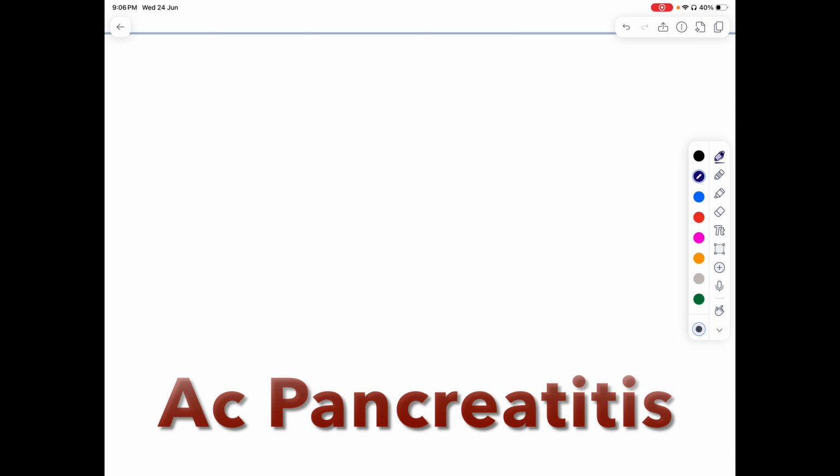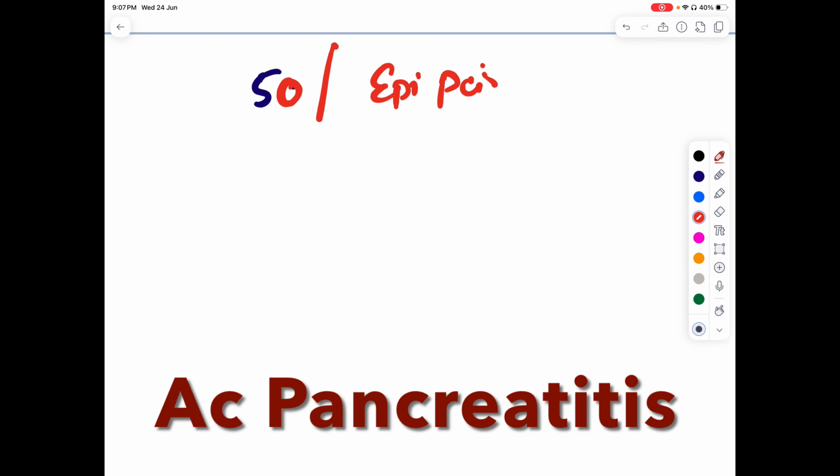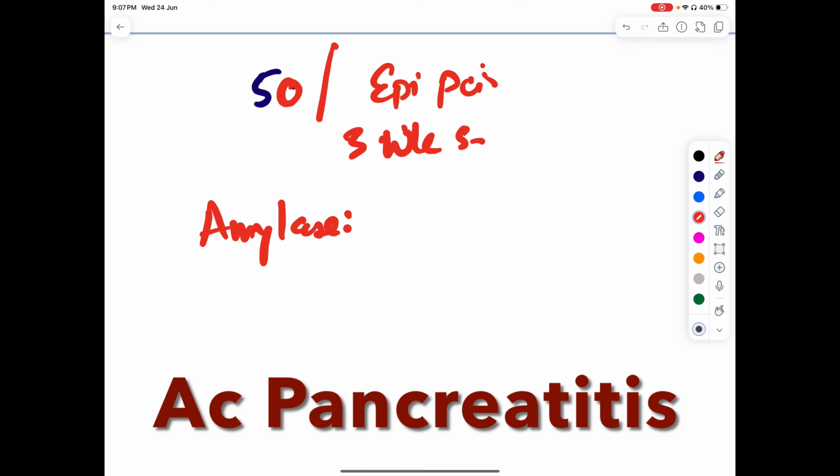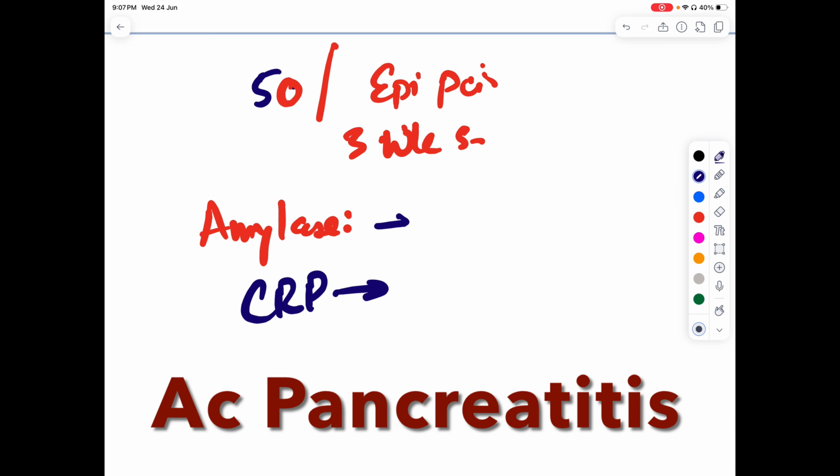The next station is a 50-year-old patient complaining of epigastric pain, hospitalized for pancreatitis 3 weeks back. What is amylase and what is its function? This is a question about amylase. It is a pancreatic enzyme that helps with digestion of starch, a digestive enzyme in pancreatic juice. It is a glycoside hydrolase that acts on starch. What is CRP? CRP is C-reactive protein, produced by the hepatocytes in response to inflammation.